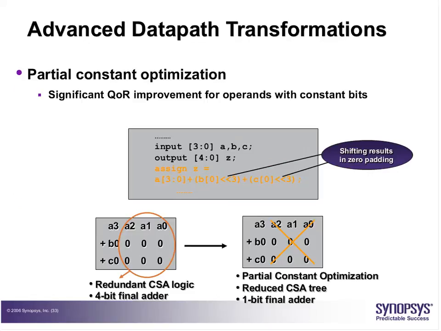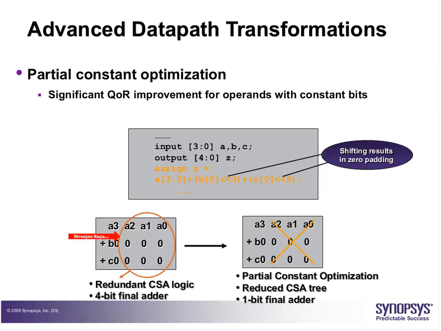One more example is partial constant optimization. Now let us say you have constant bits, so for example B0 left shifted by 3 will be padded with zeros. Again C0 left shifted by 3 will be padded with zeros. So this logic here in the circle is redundant. You do not need an adder to compute this, right. So this is removed, constraints are optimized and the tree is reduced. So the final adder is 1 bit instead of 4 bits.